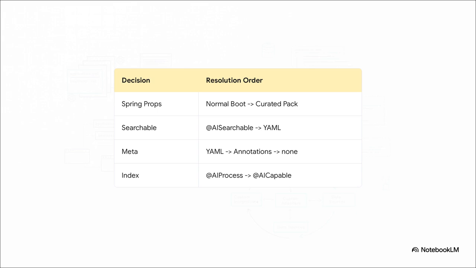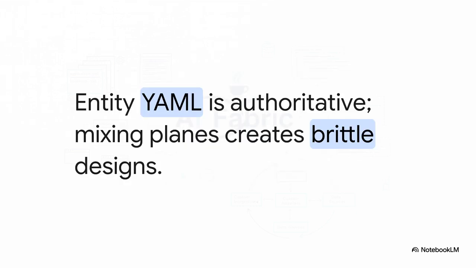For searchable content, the system prefers @AISearchable fields right in your code first, and then it falls back to YAML definitions. What about annotation metadata? Interestingly, existing YAML definitions actually win there, and annotations just append the missing pieces. Any completely missing configs are just disabled. And for your indexing strategy, the framework checks @AIProcess method level annotations, then @AICapableOperation annotations, then the entity default, before finally falling back to asynchronous processing. So as you can tell, it's precise and it's highly scoped. And this right here is exactly why you shouldn't mix concerns across these configuration planes. Honestly, it's a recipe for disaster.